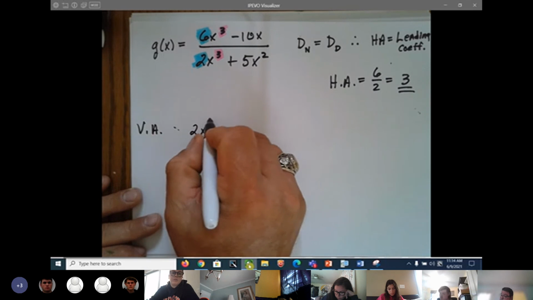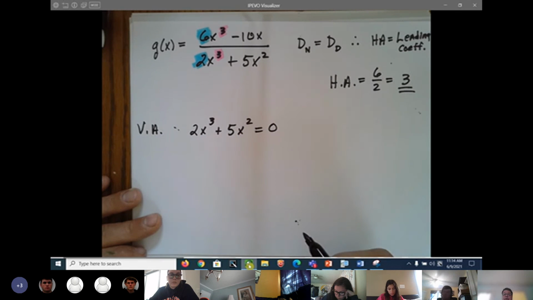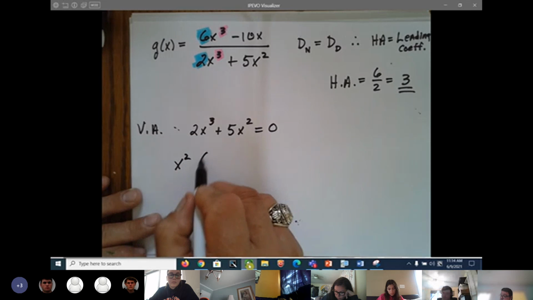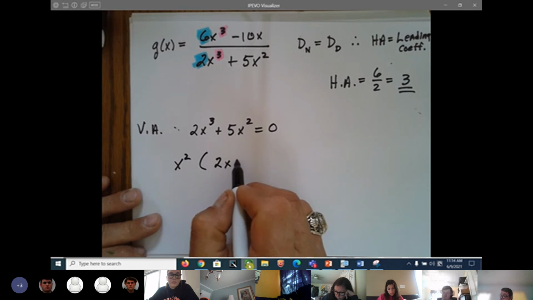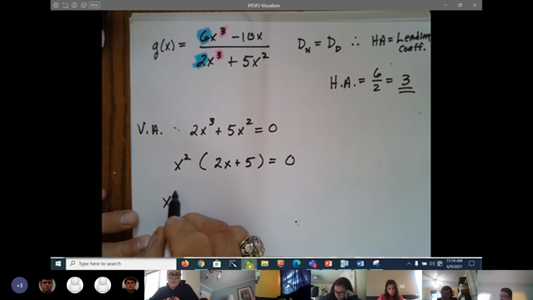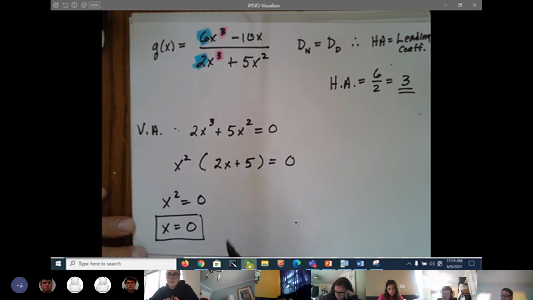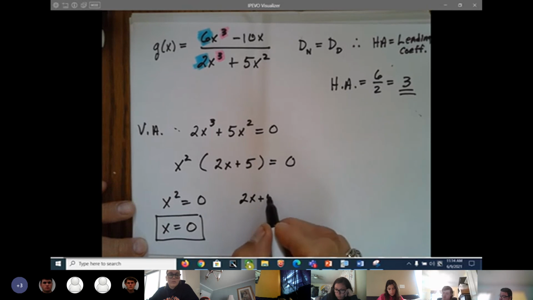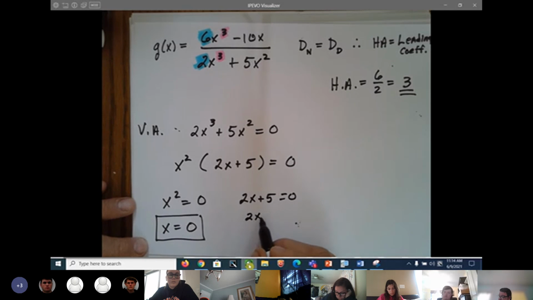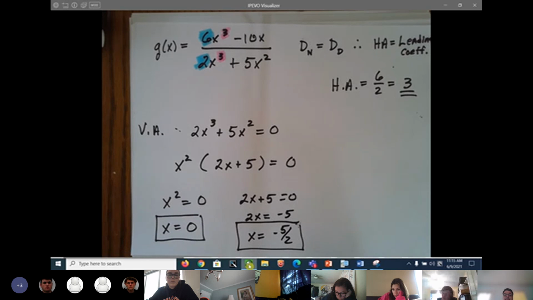So 2x cubed plus 5x squared is equal to 0. And factor out an x squared. 2x plus what? 5? Y'all check my algebra. X squared is equal to 0. X is equal to 0. So we got 1 vertical asymptote and that is the y-axis. And then 2x plus 5 is equal to 0. 2x is equal to negative 5. X is equal to negative 5 halves. And that's the other vertical asymptote.